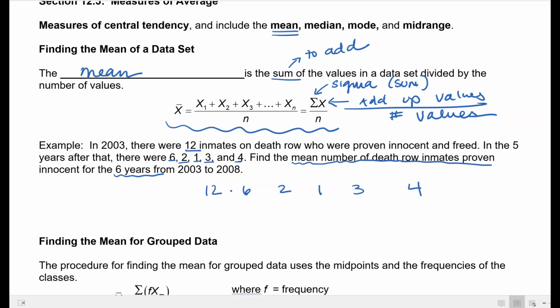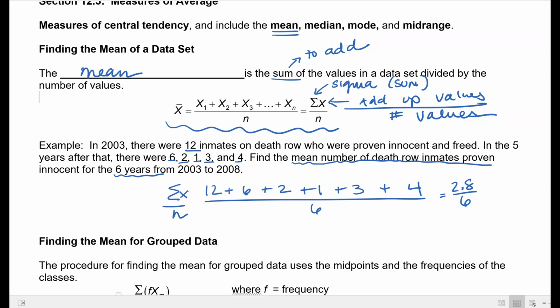And if we want to find the mean, we're just going to add those all up. So we're just finding the sum on the top, the sum of all the values divided by the number of values. And so there are 1, 2, 3, 4, 5, 6 numbers, so we're going to divide by 6. So we end up getting 28 divided by 6.